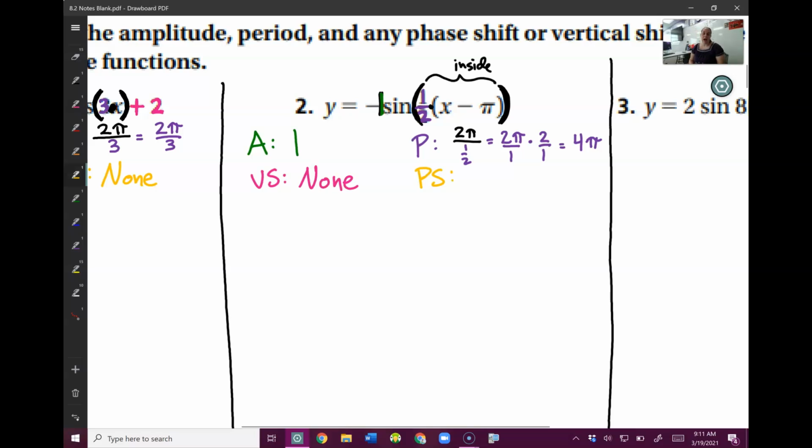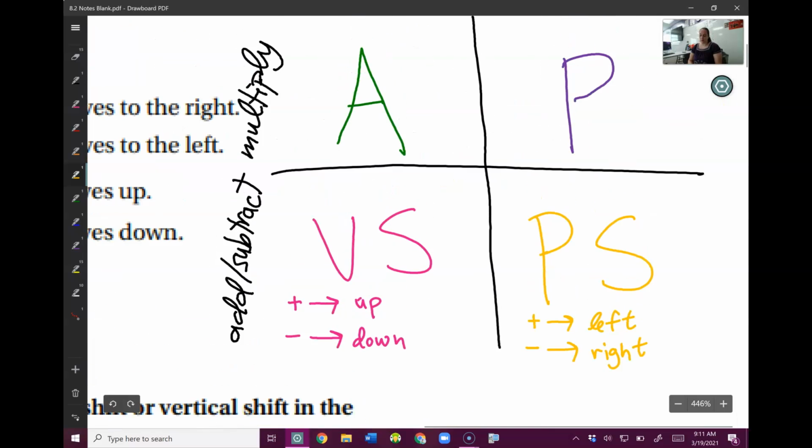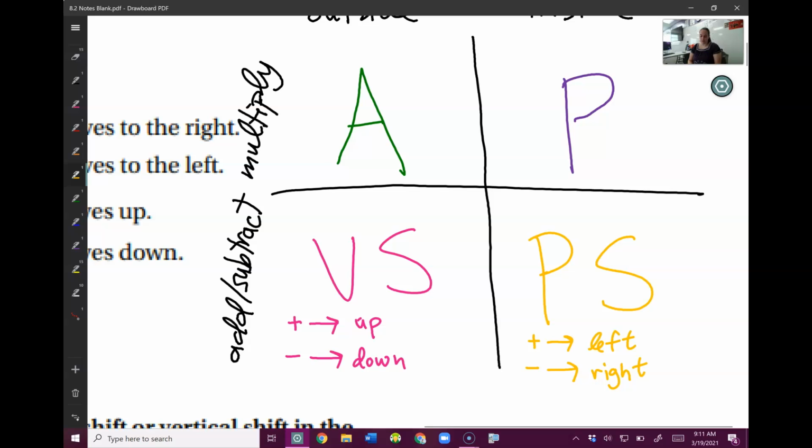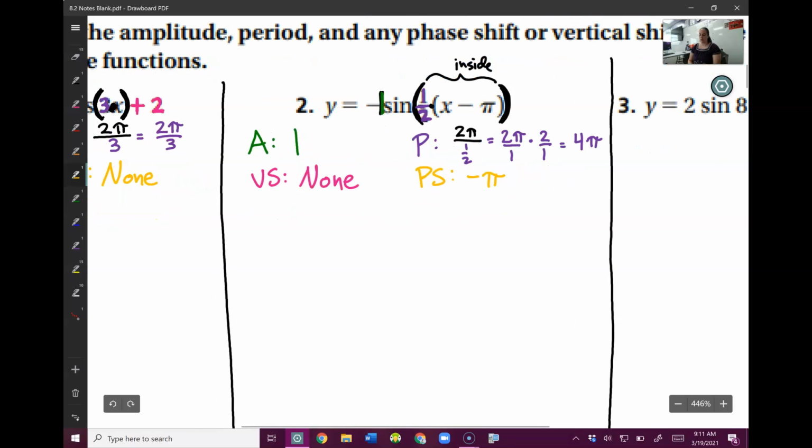Phase shift. Adding or subtracting on the inside of the parentheses. So I look inside, I am subtracting a pi. But same as last time, I need a direction to this. So I need to know what is the phase shift direction for subtracting. So if you need to go up to your table to look, your phase shift direction for subtracting is right. So you can either write right, or do an arrow to the right.